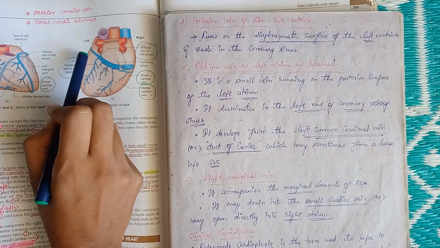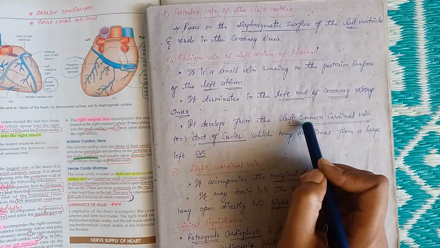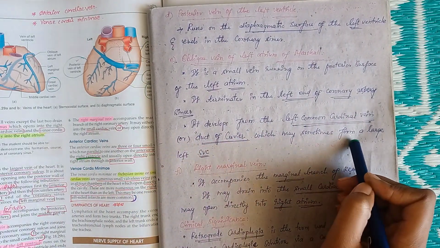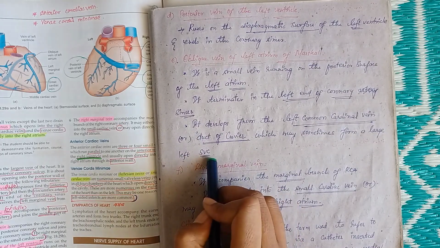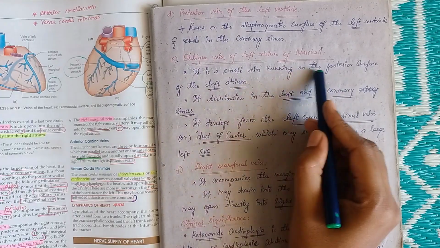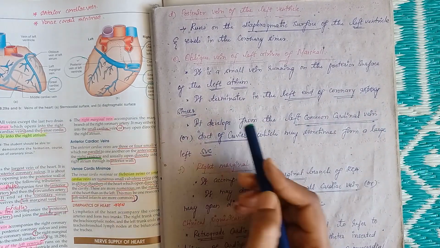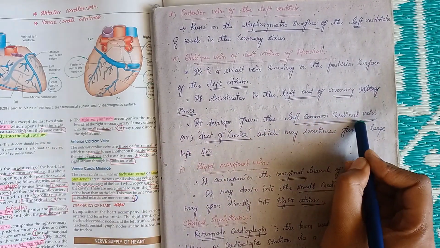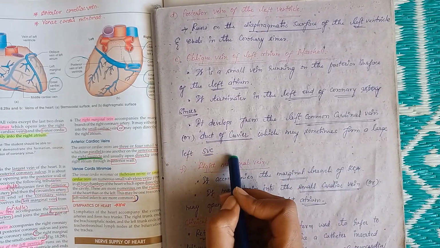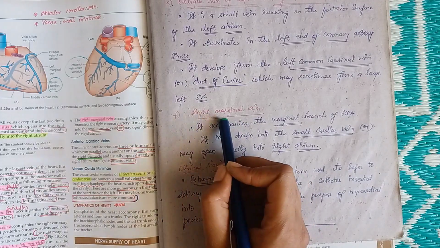Because this is the left end, it develops from the left common cardinal vein or duct of Cuvier, which may sometimes form a large left superior vena cava. So, the oblique vein of the left atrium of Marshall is a small vein running on the posterior surface of the left atrium. It terminates in the left end of the coronary sinus. It develops from the left common cardinal vein or duct of Cuvier, which may sometimes form a large left superior vena cava. And finally, the last tributary, the right marginal vein.